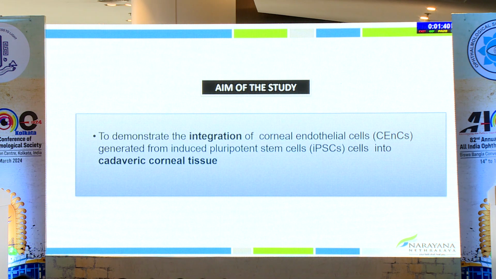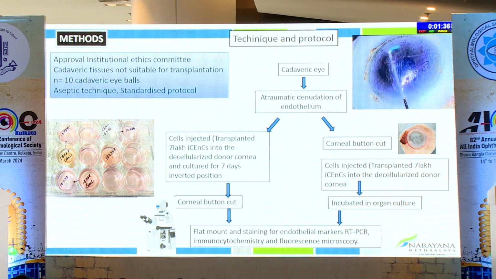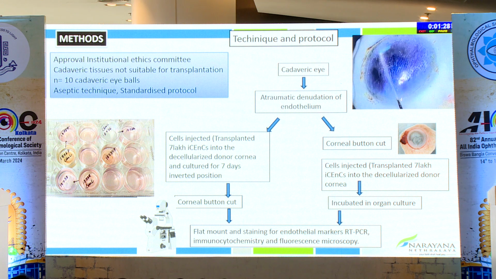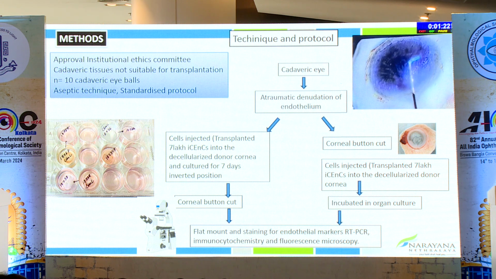So this was done, and then we moved on to the next step of our plan, which was the integration. So the way we did it was get the Institutional Ethics Committee approval. We looked at 10 cadaveric tissue eyeballs, and by a standardized protocol, we then looked at how to integrate these cells. So on the right side, the video playing is how we do an atraumatic denudation of the endothelium.